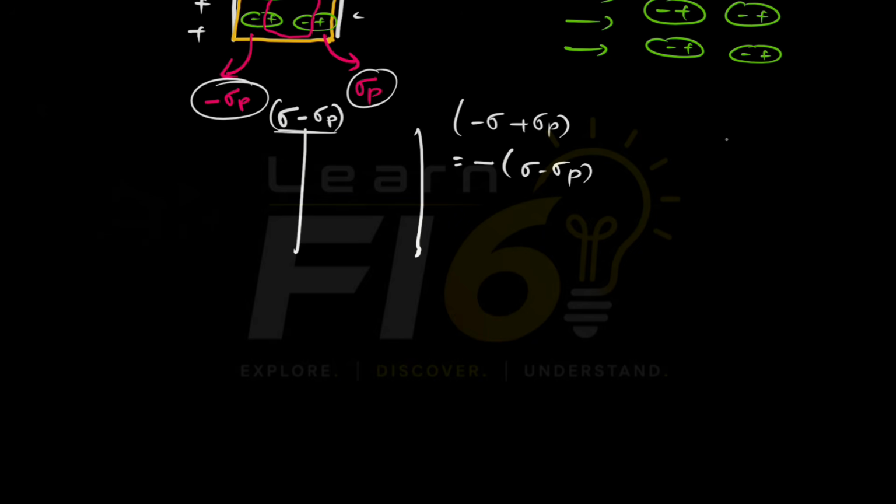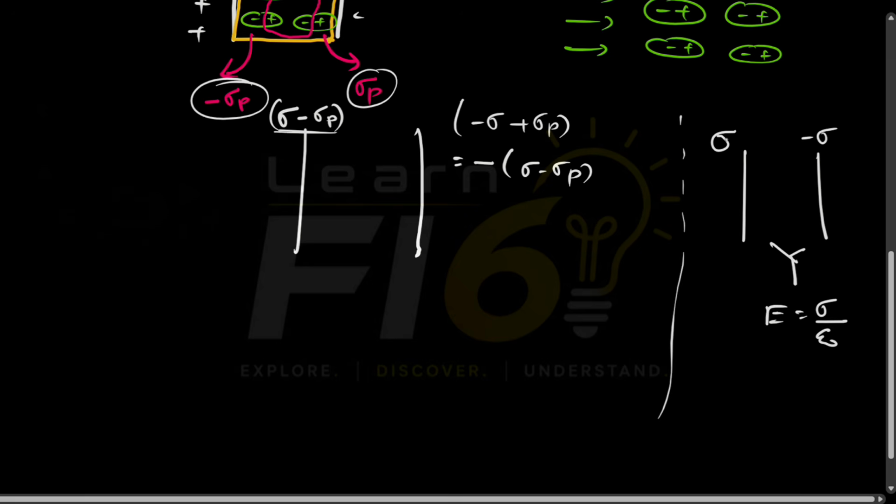Now we are going to find the capacitance of this setup. We can see one side we have sigma minus sigma p, and on the other side we have the negative of sigma minus sigma p. So we can compare this with our previous case. If the left plate has positive charge and the right one has negative charge, the electric field between them is given by E is equal to sigma by epsilon naught.